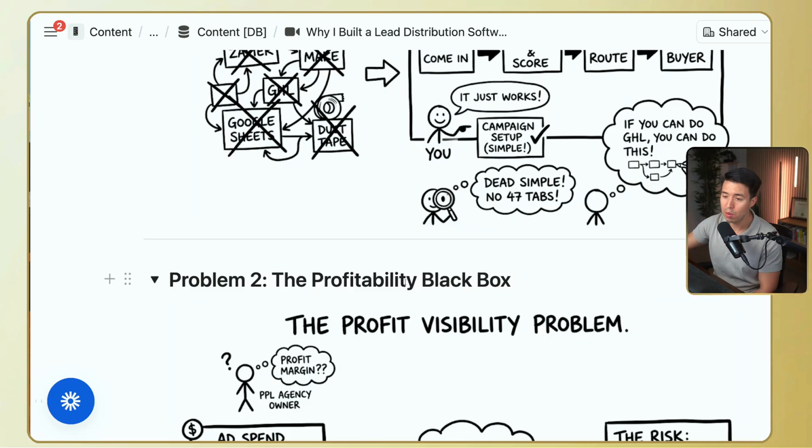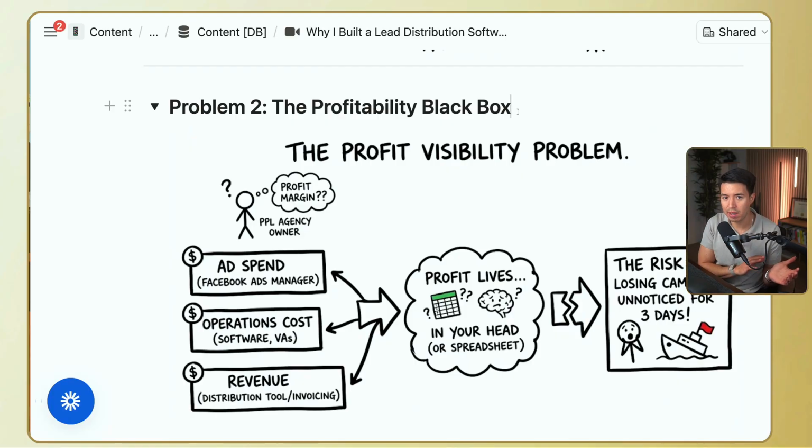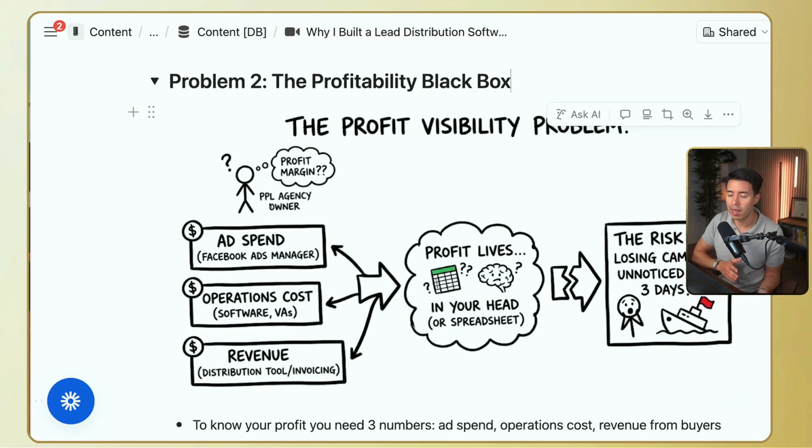Problem number 2 is the profitability black box. And I'm telling you this from experience, right? I came from a retainer-based agency where every month I know what I'm getting, to this PPL model where CPLs fluctuate. Buyers have different lead prices. It's a lot trickier to track your profit margins. So there's this profit visibility problem, right? What's my profit margin as a PPL agency owner? Where the retainer is easy. I know what I'm getting monthly.